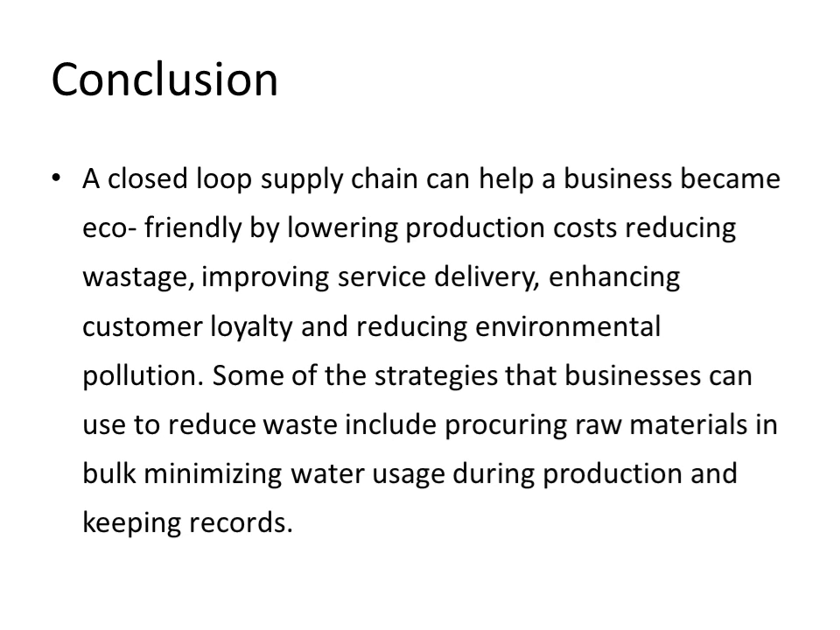Then in conclusion, a closed loop supply chain can help a business become eco-friendly by lowering production costs, reducing wastage, improving service delivery, enhancing customer loyalty, and reducing environmental pollution. Some of the strategies that businesses can use to reduce waste include procuring raw materials in bulk, minimizing water usage during production, and keeping records.